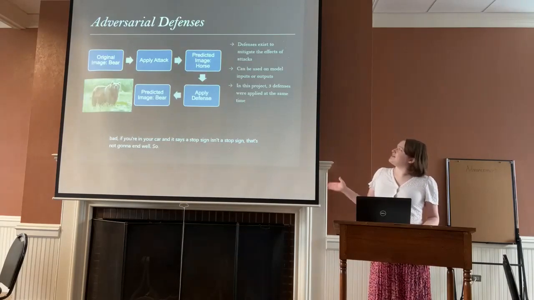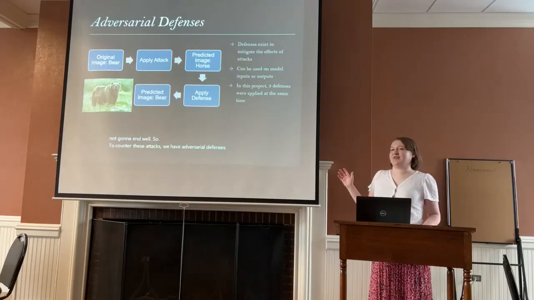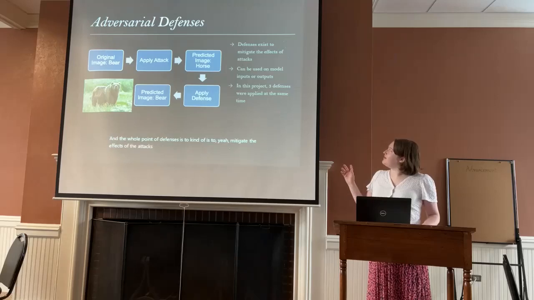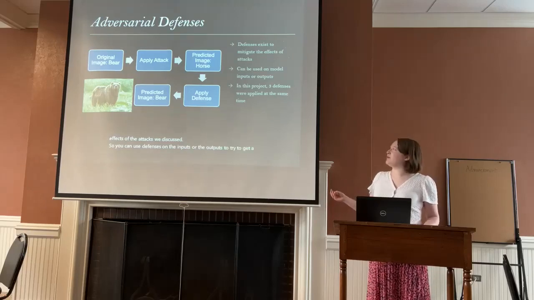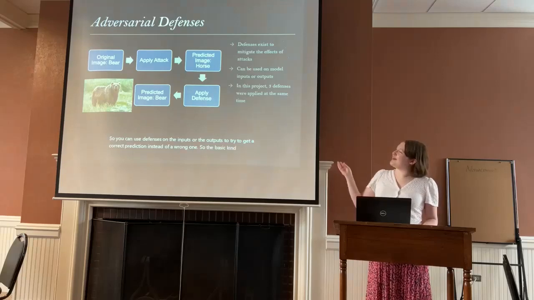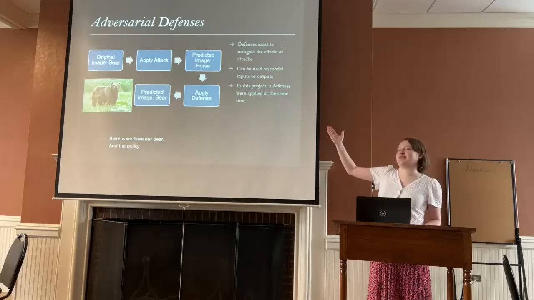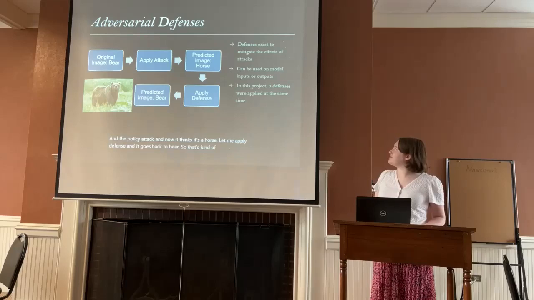So to counter these attacks, we have adversarial defenses. The whole point of defenses is to mitigate the effects of the attacks we discussed. You can use defenses on the inputs or the outputs to try to get a correct prediction instead of a wrong one. The basic diagram there is we have our bear, and it applies the attack and now it thinks it's a horse. And we apply the defense and it goes back to bear. That's our goal with the defenses.